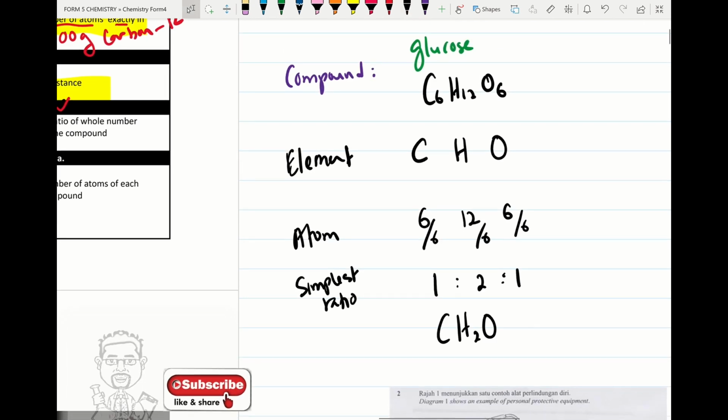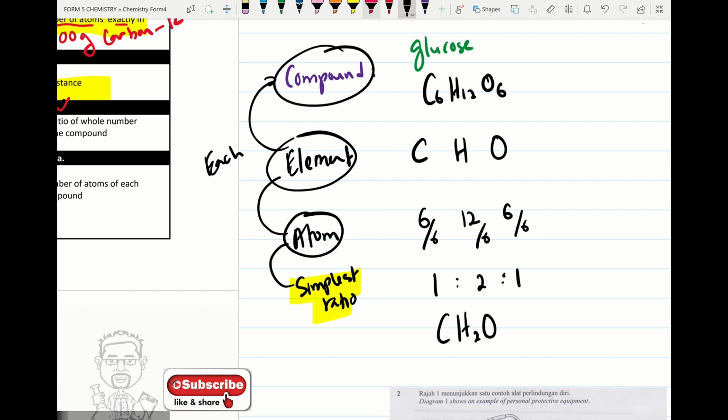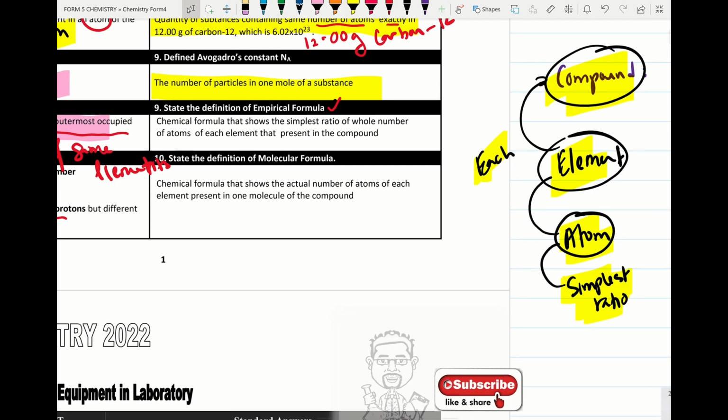So what is meant by empirical formula? Simplest ratio of all number of atoms of, students must put this word, each element that is present in a compound. So I repeat again, simplest ratio of all number of atoms of each element that is present in a compound. The answer is given here. Chemical formula that shows the simplest ratio of all number of atoms of each element present in a compound. We try to go for the last definition, which is molecular formula. Chemical formula that shows the actual number of atoms of each element present in one molecule of the compound.